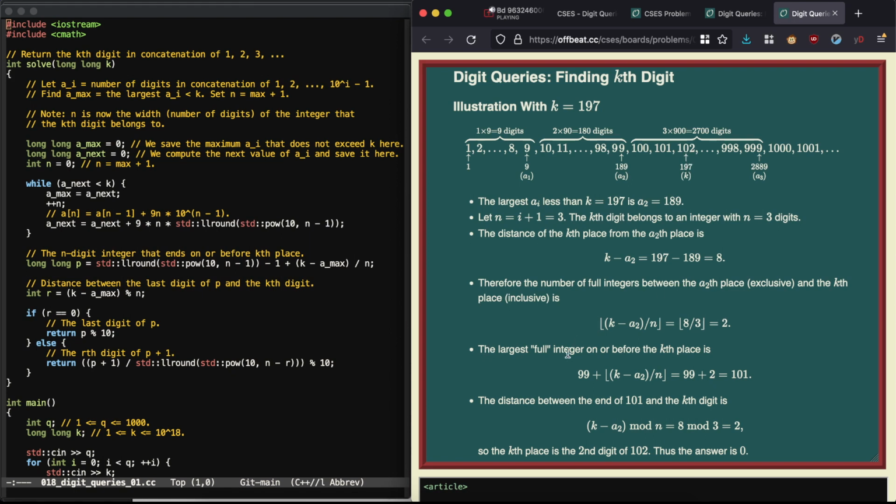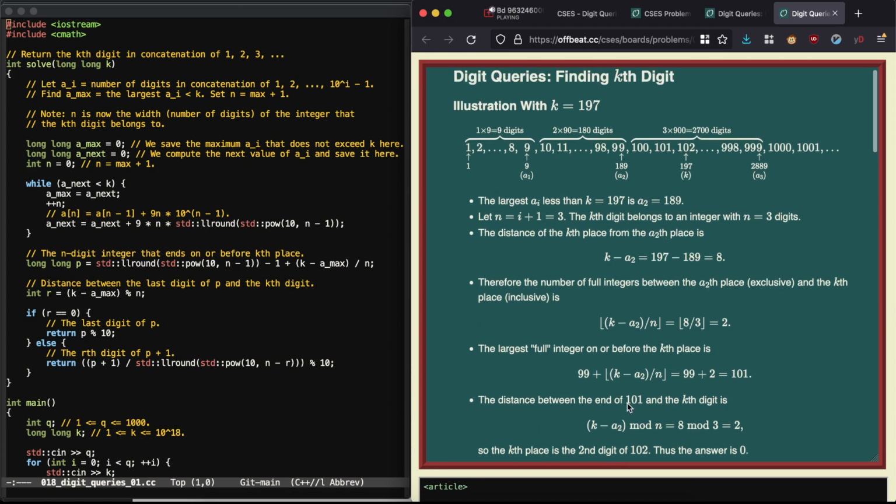So the largest full integer, again loose terminology, the largest full integer on or before the kth place is 99 plus 2, 101, because we have established here there are 2 full integers, so 99 plus 2 is 101, the largest full integer either present on k itself. It is possible that k is pointing here itself, or maybe it is before that.